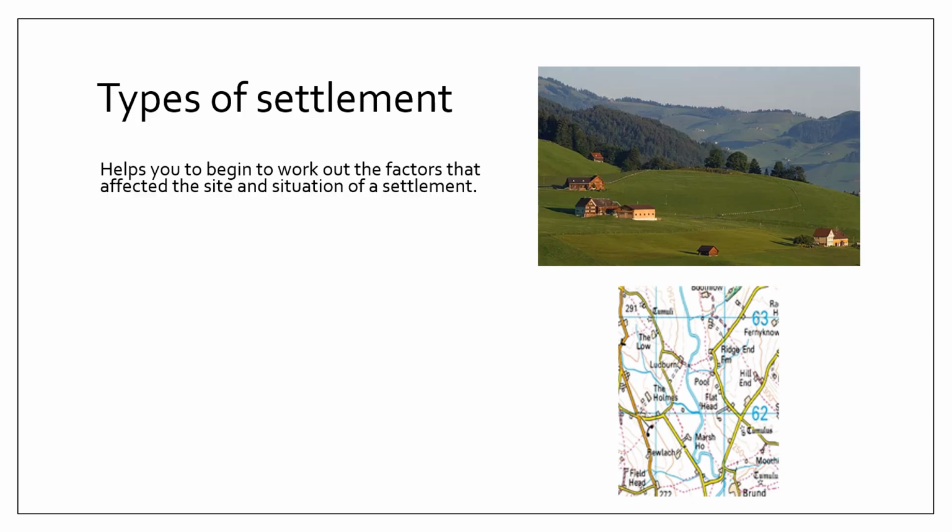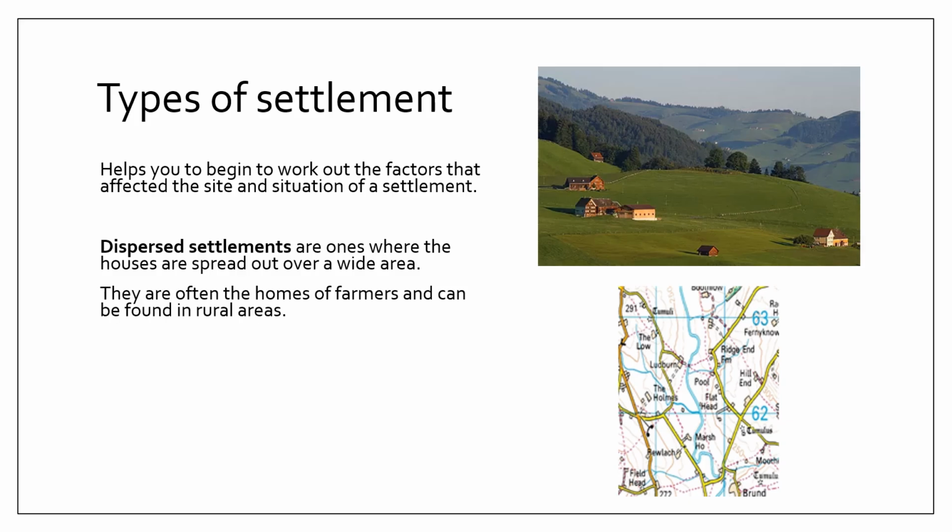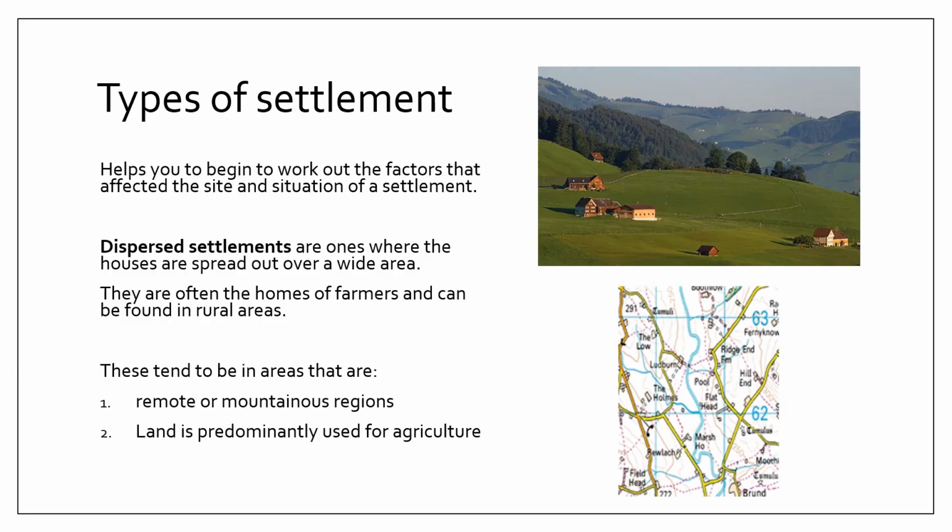So knowing the type of settlement is really important in being able to work out some of the factors that affected the size and situation of the settlement, pretty much why a settlement has been built there. Dispersed settlements are the ones where the houses are spread apart over a very wide area, like the image you can see at the top, and you're looking at the map below. Generally, they tend to be homes of farmers, and they tend to be found in rural areas. And so in these areas, settlements tend to be in remote or mountainous regions. The land is predominantly used for agriculture, and there are very limited job opportunities, which pretty much explains why a settlement perhaps hasn't grown into a much larger one.